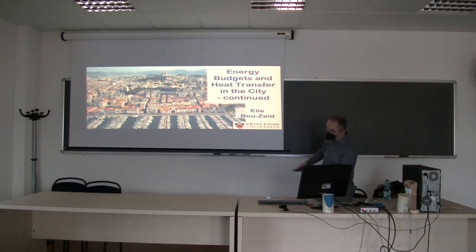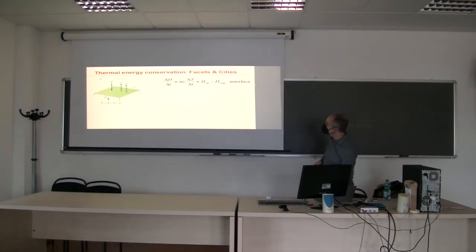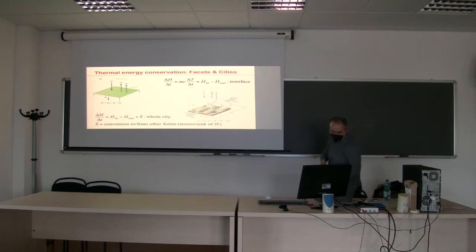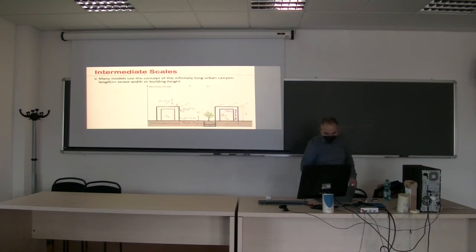Okay. So we're going to continue with, again, talking about budget and heat transfer in the city. To recap, we talked about the interface. We talked about the whole city or the whole neighborhood, right? Now we're going to talk about an intermediate scale. So not a facet, not the whole city, but maybe a street canyon, right? The street canyon is actually a very useful scale to think about.